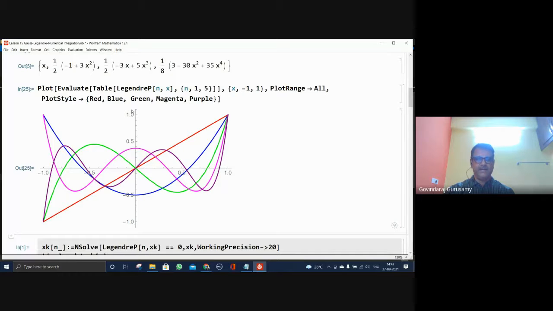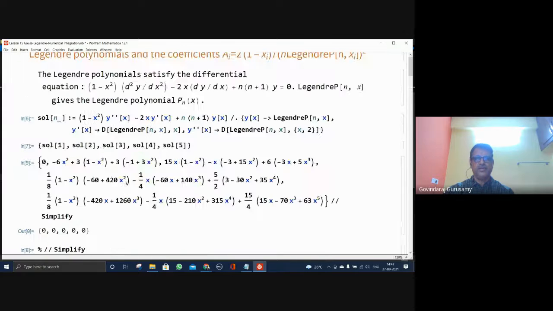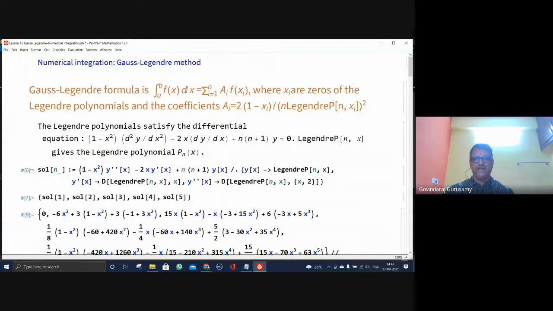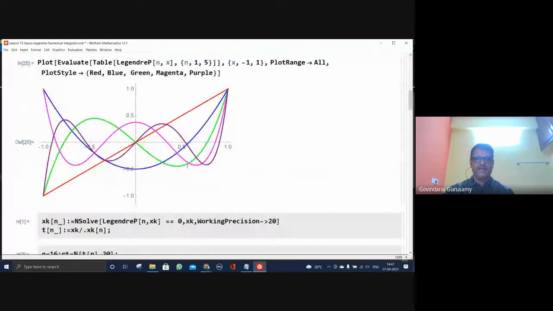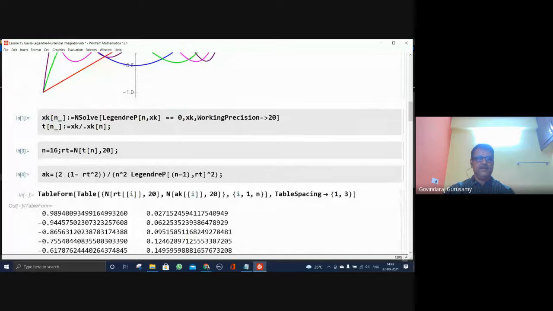All the different colors you have, and they distinguish one from the other, and they are all crossing over that. Therefore, every time there are going to be zeros available depending on the magnitude of the n. These zeros are being used for the value of xi. That is the idea here. So you can see I'm writing this NSolve. Numerically, you solve this for xk, that is, suffixing, the different roots represented by xk's.